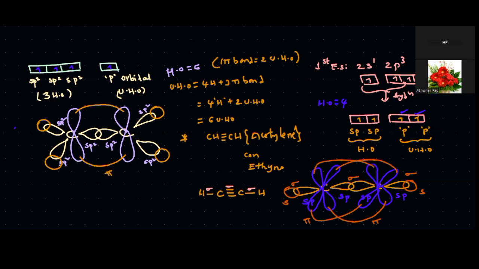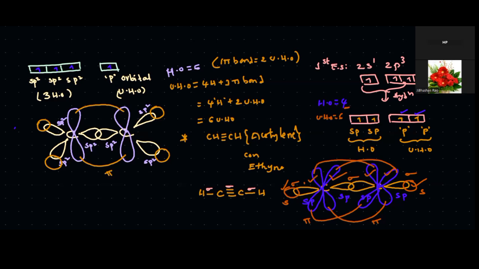So in HC triple bond CH, how to calculate the number of sigma and pi bonds? So here 1, 2, 3 sigma bonds. Okay, number of sigma bonds equal to 3. But hybrid orbitals 4. 1, 2, 3, 4 hybrid orbitals. Unhybrid orbitals here. How to calculate that unhybrid? Unhybrid, each one contains here 1, 2, 3, 4, 5, 6. Now unhybrid orbitals equal to 6. Hybrid orbitals 4, unhybrid orbitals 6.